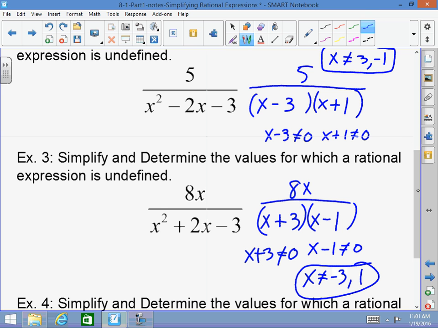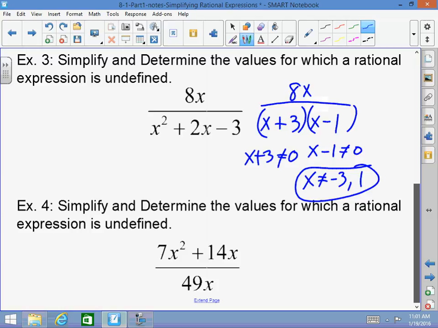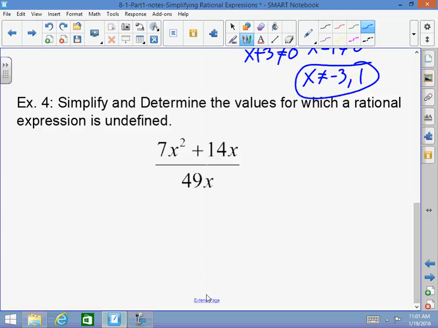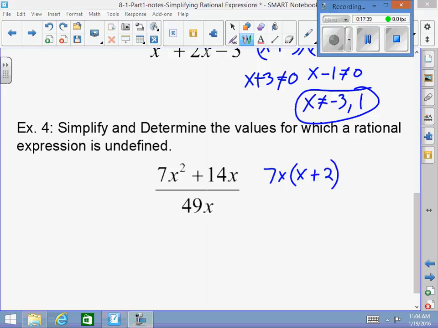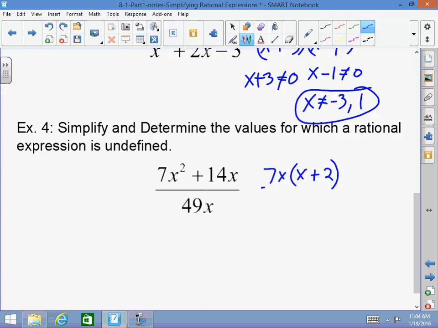Okay, next. So, simplify and determine the values for which a rational expression is undefined. So let's factor this numerator. I've got take out a 7x. So I've got x plus 2. Give me 1 second, please, and thank you. Okay, guys, and now, you can't factor the denominator, okay?